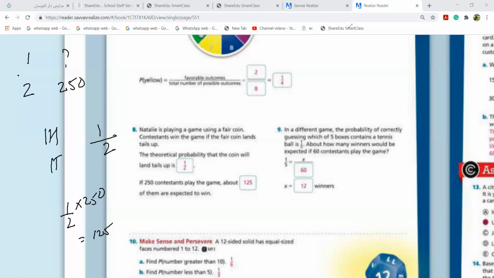So that's it for today's class. Any questions you have? No. Tomorrow I'm going to continue from question number 9. And the day after tomorrow is your test. Please remind me, tomorrow I'm going to revise with you also.